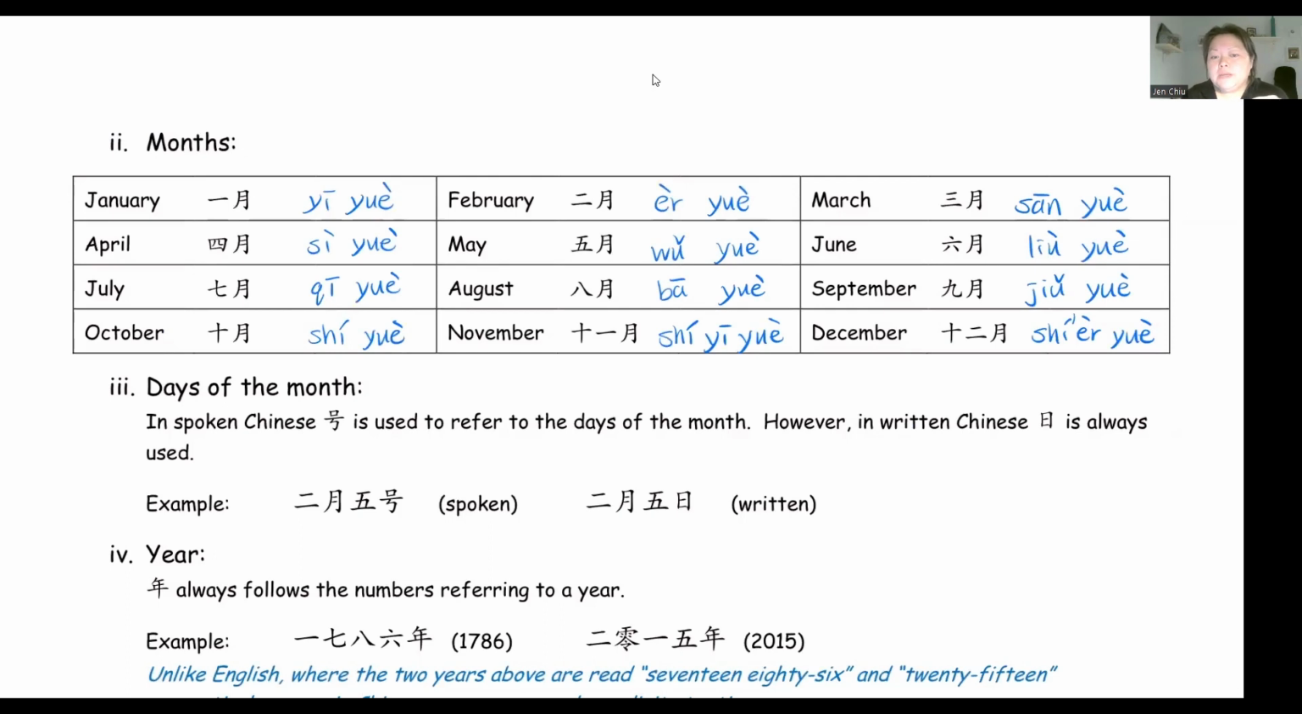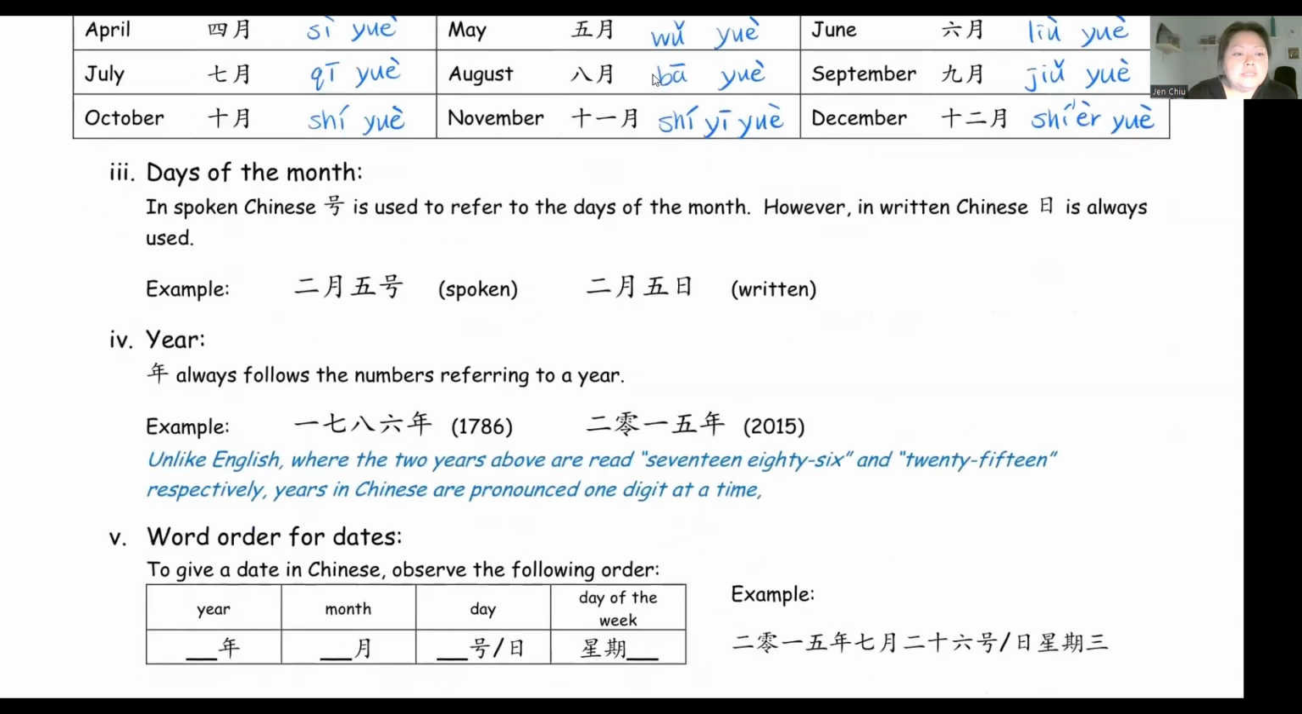All right. Please make a note that for 12, because there are two vowels right next to each other, you need an apostrophe between the I and the E. Okay. So it says in spoken Chinese, hao is used to refer to the day of the month. However, in written Chinese, 日 is always used. So when you're talking to a friend, you would say 2月5号 rather than 2月5日. 日 is used because you're trying to write this out.